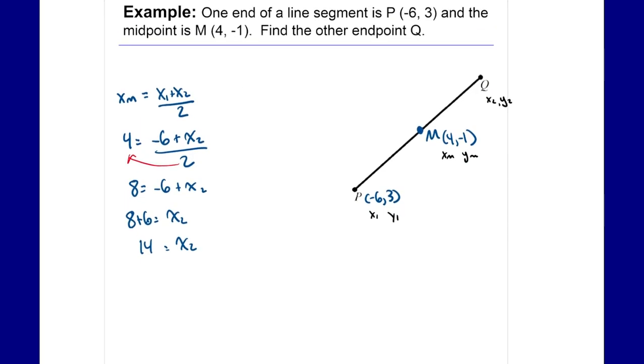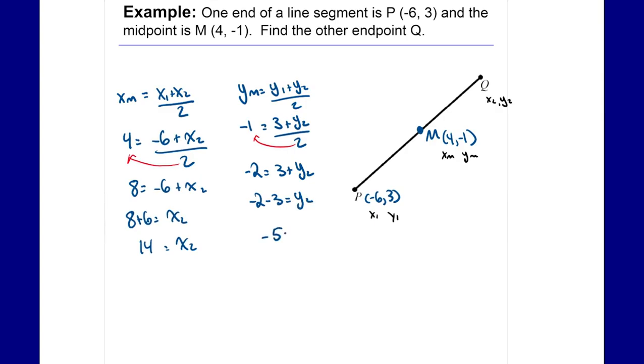We go through this. Our y value, ym, is again equal to y1 plus y2 divided by 2. The y value of the midpoint is -1. The y value of the first endpoint is 3. 3 plus something divided by 2 equals -1. Bring the 2 up. We're going to multiply. So we get -2 is equal to 3 plus y2. Move the 3 over, it becomes minus. So -2 minus 3 equals y2, or -5 equals y2.